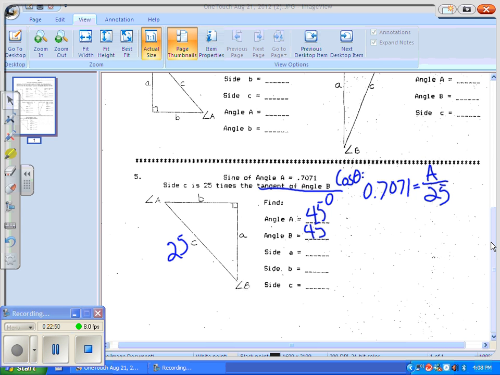16? No. I'm looking at the wrong side. 17.677. That's it. 17.677. And so is side B. And side C, wait a minute, that's given. Why is he asking that? Okay. All right. So there's the worksheet. There's a review of it. And thank you for playing along.